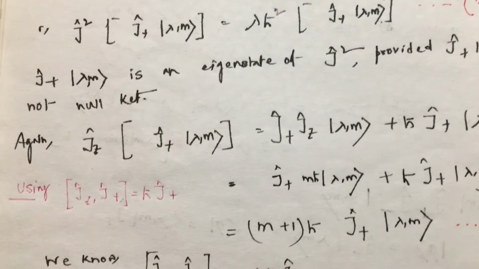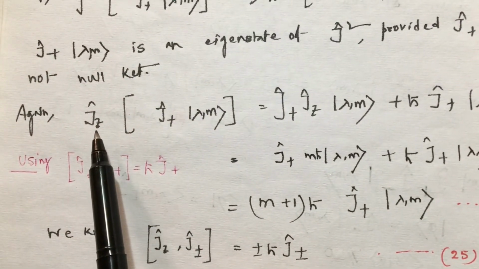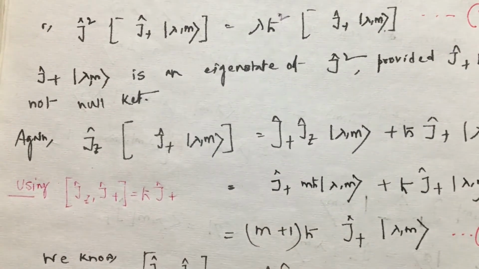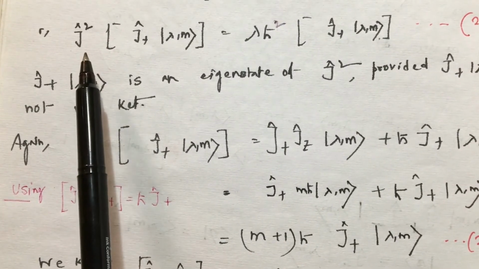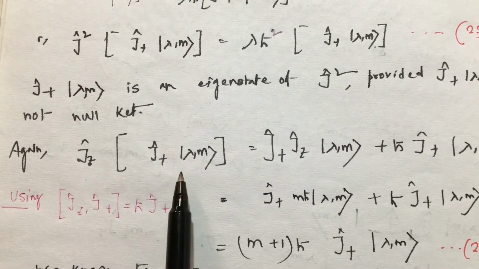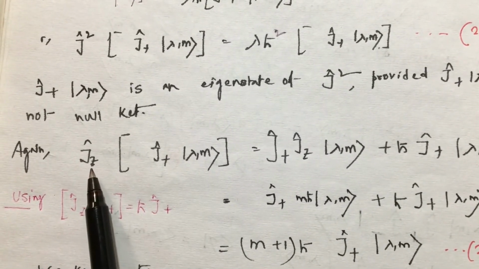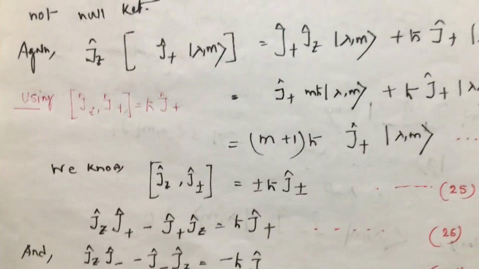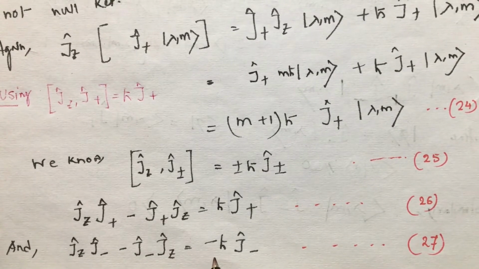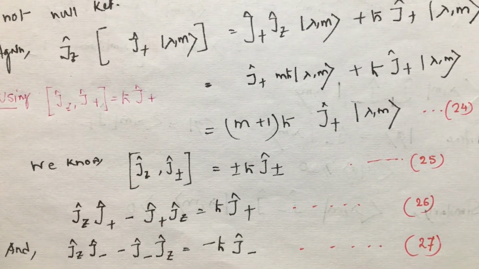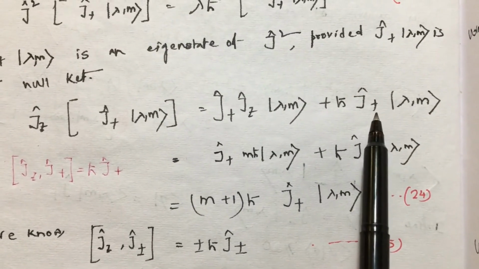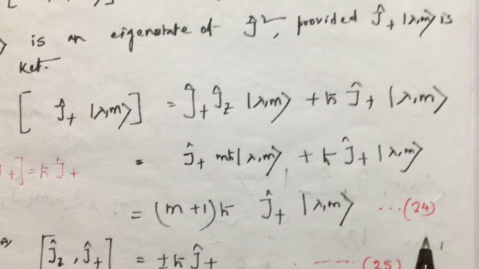Again, we are considering the operation of Jz on this same eigenstate, J plus lambda m. First, I considered the operation of J squared. Now I am considering the operation of Jz on J plus lambda m. As Jz and J plus do not commute, and just for your convenience, I have written the commutation relations again. I have already proved these commutation relations. So I am using these commutation relations here, and I have obtained equation 24.